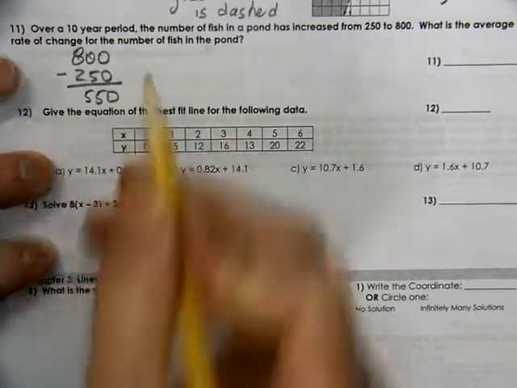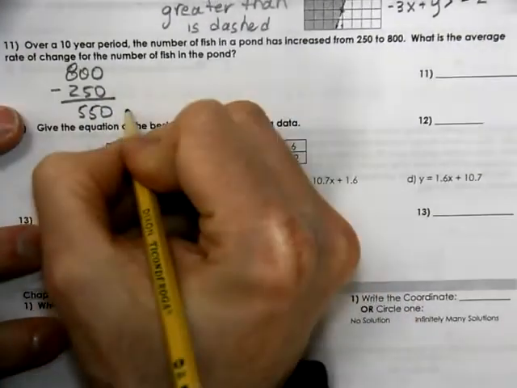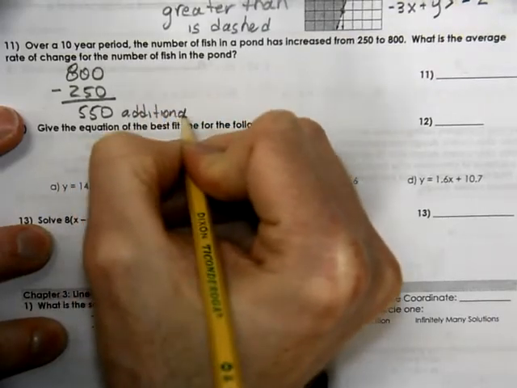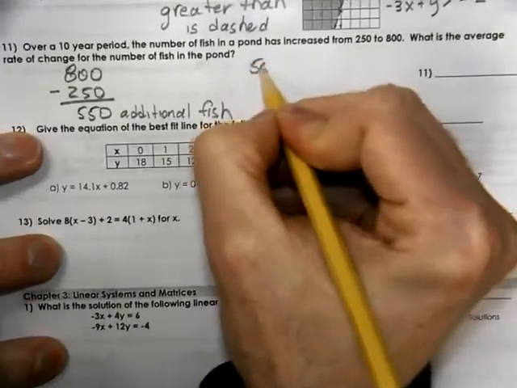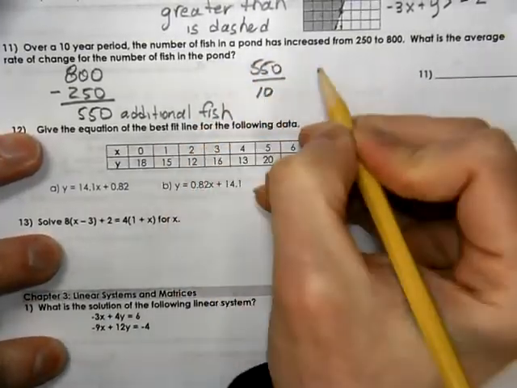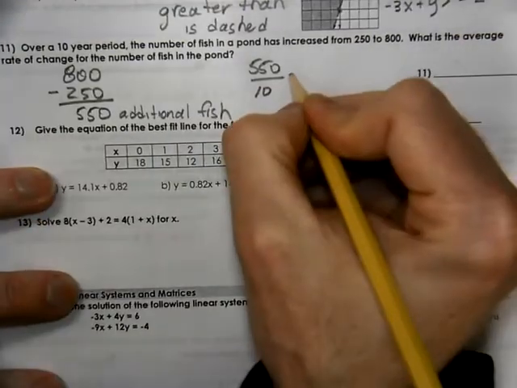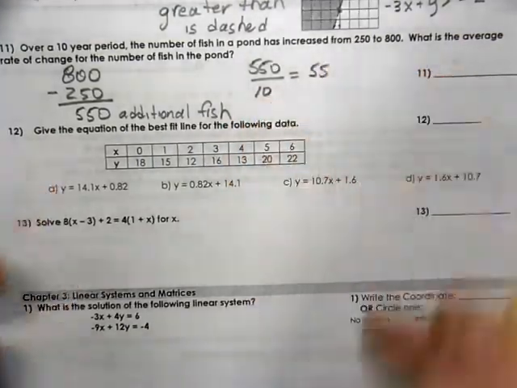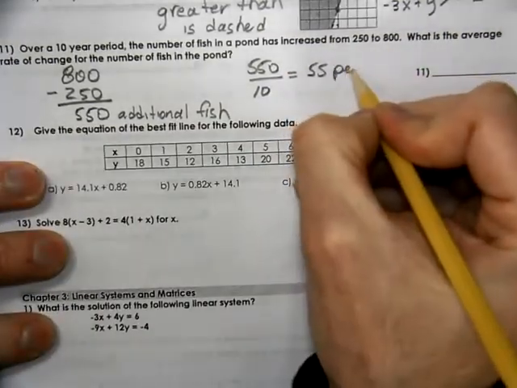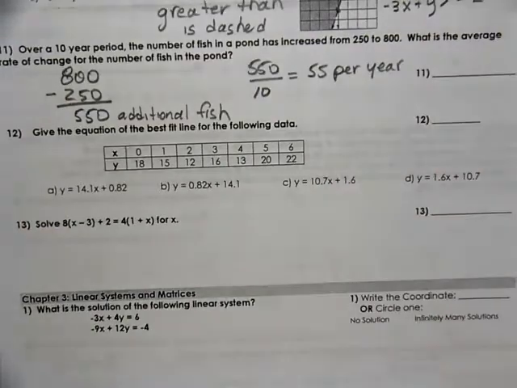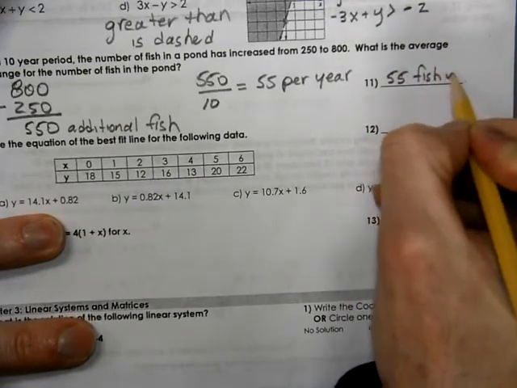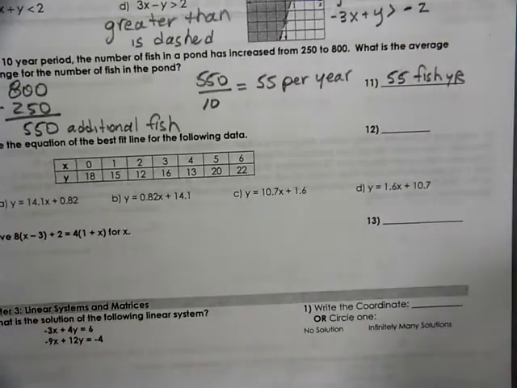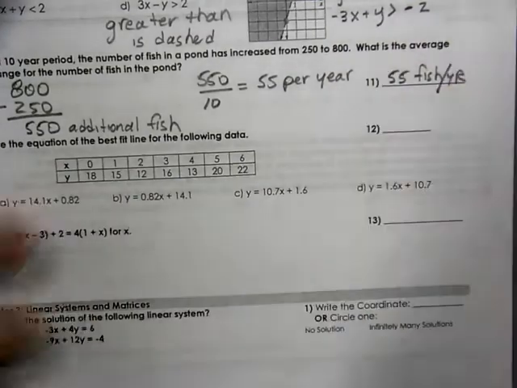So it has changed 550 additional fish. That's how much is in the pond. We're going to take that 550 additional fish and split it up between the 10 years, and we're going to see that we would have had about 55 new fish per year. So as long as you weren't pulling more than 55 fish out a year, you're going to be growing over time. 55 fish per year.